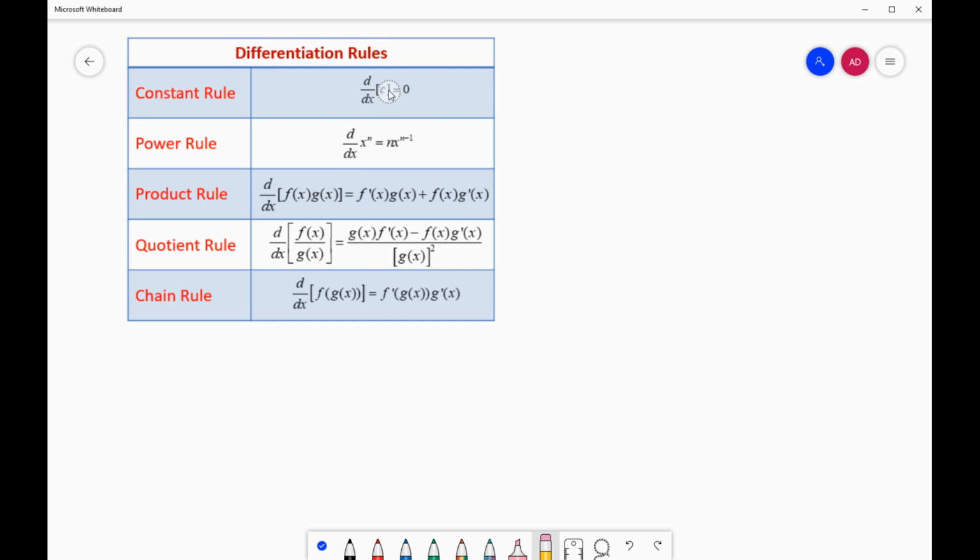All right, so today we're going to talk about the chain rule, right? We've been through all these other rules, so now let's focus on the chain rule.